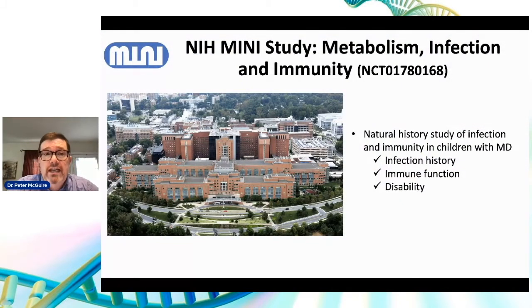So this is our clinical study, the NIH mini study, which stands for Metabolism, Infection, and Immunity. As Stephanie mentioned, you can find the listing on clinicaltrials.gov, and that's the clinical trial number up there. This is really a natural history study, so basically a study that follows patients in time to understand infection and immunity in children with disorders of mitochondrial metabolism. So what we do is we look at things like patients' infection history. We look at their immune function to see if it is able to fight off different infections. And then we also look at the disability that may develop as a result of having an infection.